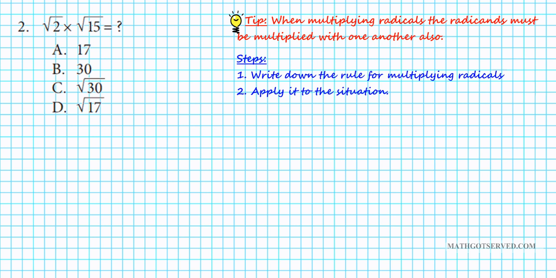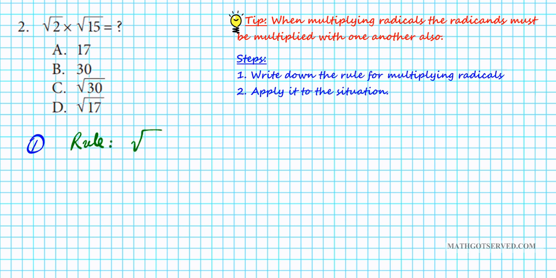All right. Okay, so steps. First of all, we're going to write down the rule for multiplying radicals. It will address the misconception I highlighted just now. After writing down the rule, we are then going to apply it to this problem. Okay? All right, so step number 1, the rule for multiplying radicals. So the rule is as follows.